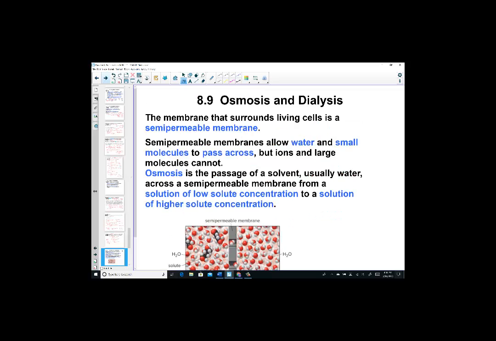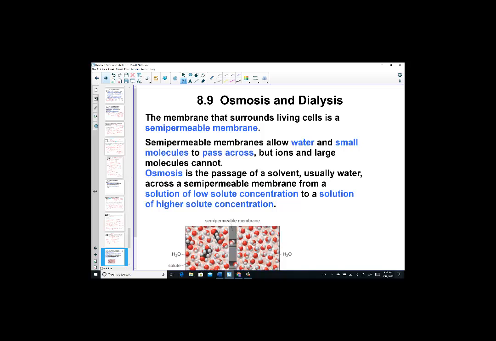Let's talk about osmosis and dialysis. You know, in your biology class, even probably from high school, middle school, you studied cellular functions. And you know that a cell membrane is one that surrounds living cells, and it's said to be semi-permeable. A semi-permeable membrane allows water and small molecules to pass across, but larger substances, large molecules or large ions, are not allowed to pass through these channels.